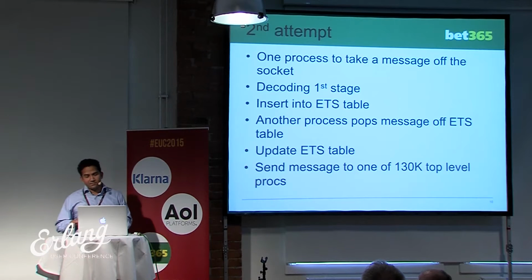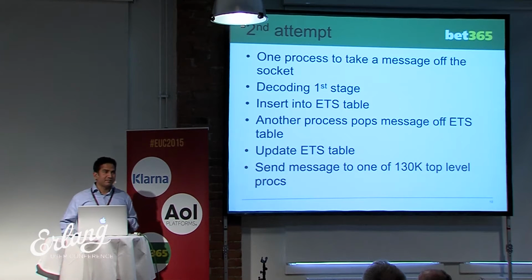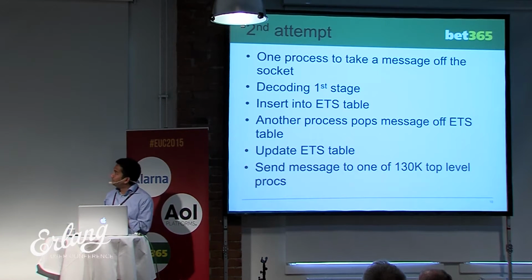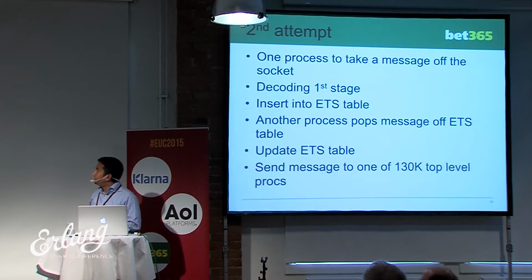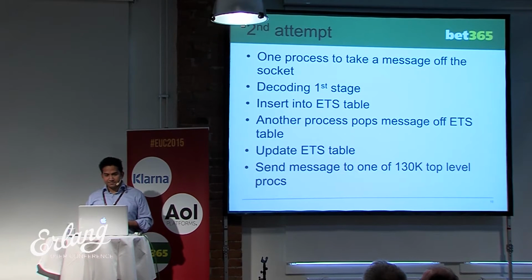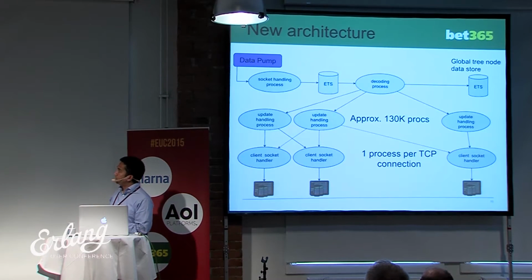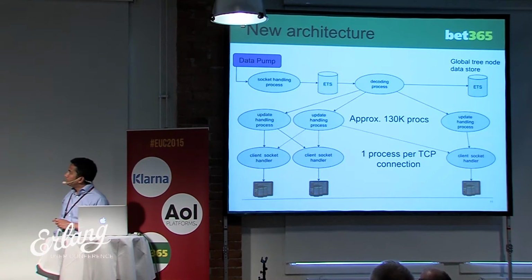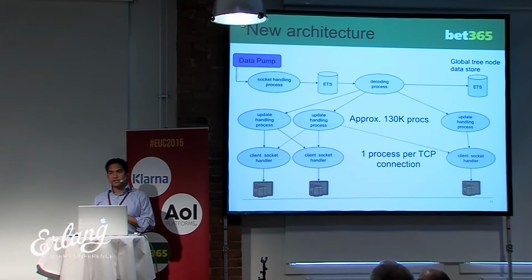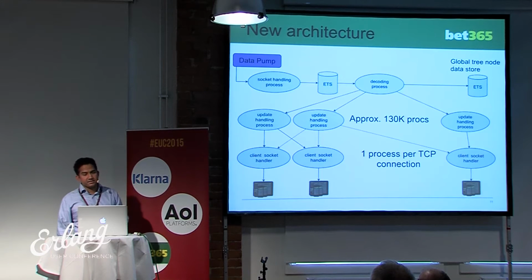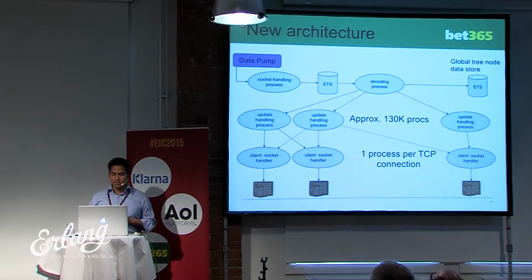I did make a lot of fun of the number of decoding stages I had, but I had to eat a bit of humble pie and say, okay, fine, we'll have one extra decoding stage in there just to cope with the load. So that's what it looked like in the end. Really, one process was taking messages off the socket, putting them into an ETS table, and then there's another process which was reading it off as fast as it could, and then doing the rest of it.